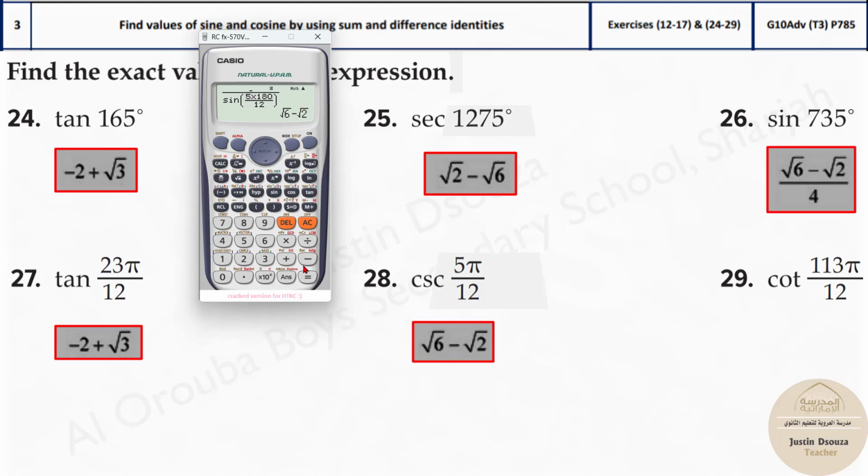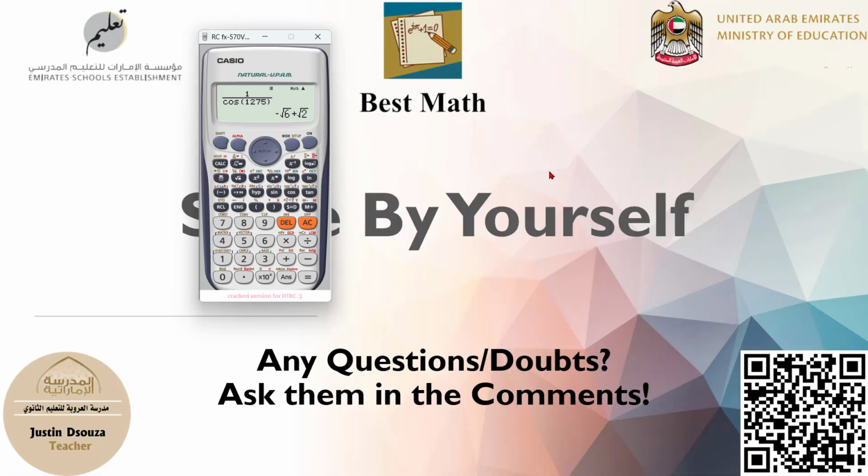The answer is root 6 minus root 2. Now, if it's cotangent, that's cot, it's 1 by tan. 1 divided by tan, and you have over here 113 times pi, that is 180, divided by 12, and close the bracket. Here you go, that's the answer. For secant, it is 1 divided by cos, that is cosine, and put the angle as it is in degrees, and that is the answer. Now here it was written root 2 first, minus root 6. The easiest of all, just by calculator.